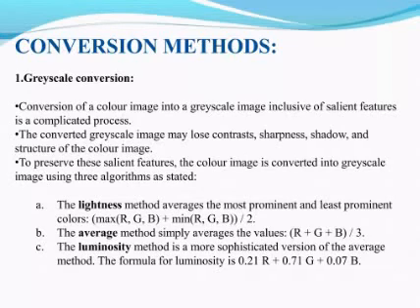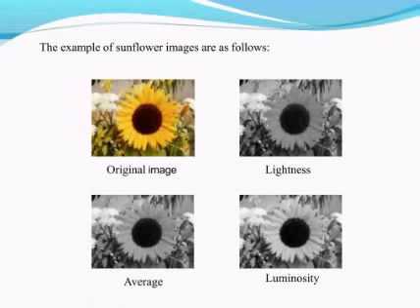The lightness method averages the most prominent and least prominent colors. The average method simply averages the values. The luminosity method is a more sophisticated version of the average method. The formula of luminosity is 0.21 R plus 0.71 G plus 0.07 B. The example of a sunflower image is as follows. The original image is shown, then the lightness, the average image, and the luminosity.